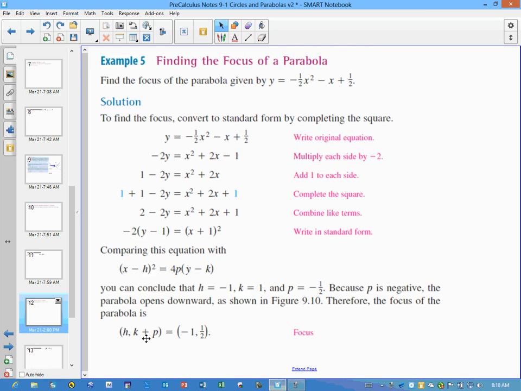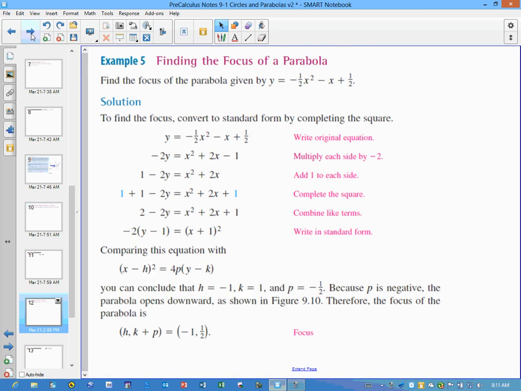Now, there is a formula for the focus that you can plug into, but I'd rather have you work with the geometric understanding here. We have a vertical model, so our focus will be either up or down from the vertex. Since p is negative, it's going to be down, which means it affects the y values. So we simply take the h, k and apply the p to the y value, which means instead of -1, 1, it'll be -1, a half a unit less than 1, which is 1/2. So I do want you to be able to visualize these and understand them geometrically.